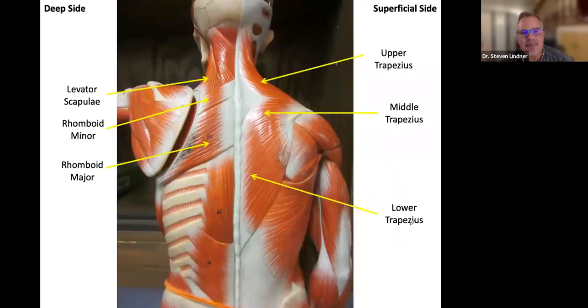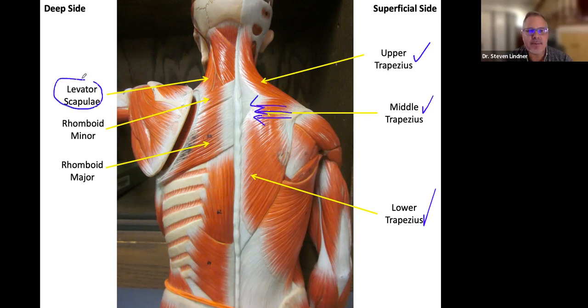Muscles that move the scapula, nothing new. I think we've already done these. So upper trapezius, middle trapezius, lower trapezius, they're all going to act on the scapula. The upper trapezius elevates the scapula. Lower trapezius depresses the scapula. Middle fibers of the traps adduct or retract the scapula. Levator scapula will elevate the scapula.